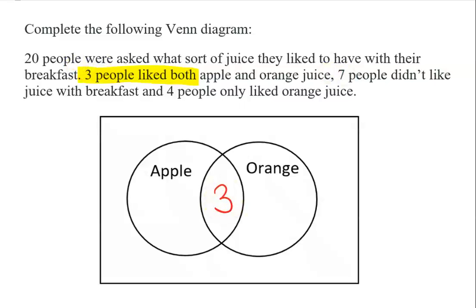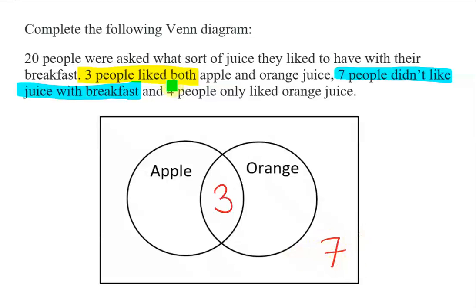We also know that 7 people didn't like juice with their breakfast. They didn't like apple, they didn't like orange. They weren't in the apple circle and they weren't in the orange circle, so they were outside of both of these circles. There are 7 people out here that didn't like juice with their breakfast at all. So then we fill in the ones that are in neither category.